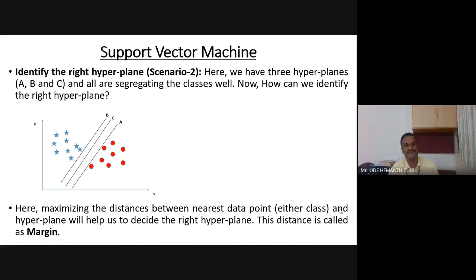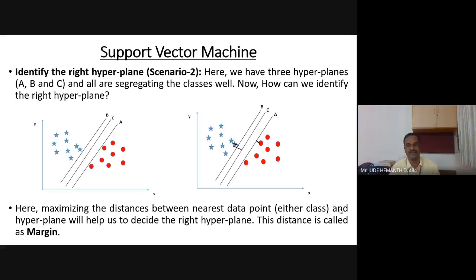Now we are going one step above scenario one, where we are trying to choose something which has a maximum margin, or the distance between the nearest data point on either class, not one class, on either class, and the answer will be C. This diagram shows the distance from the star and also from the circles. So this is scenario number 2.